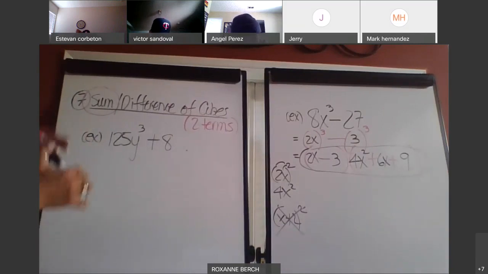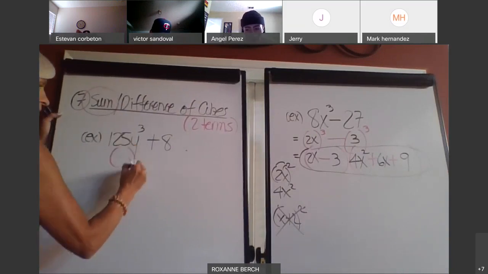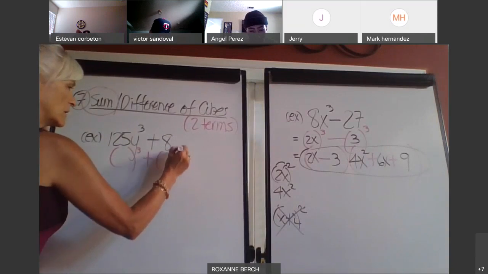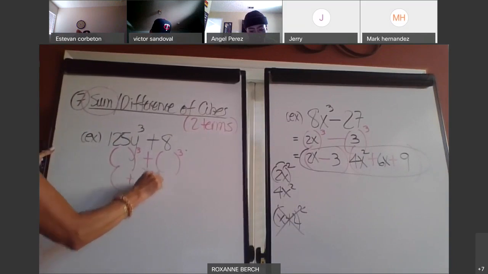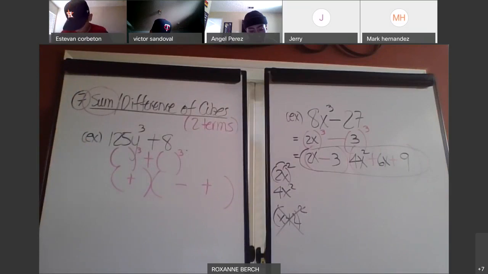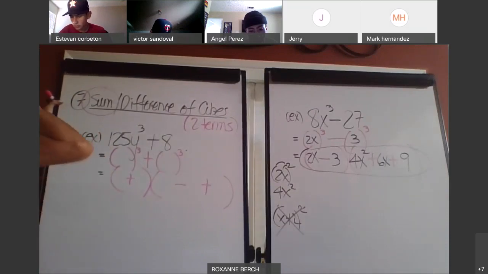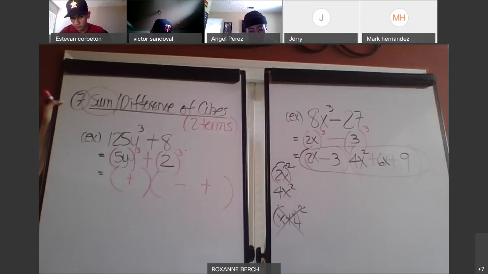So we don't have a sum of squares, and that's the GCF. So we're going to test for the sum of cubes. If it works, it's going to be a binomial with a plus minus plus. It's always that. So what you have here is 5 times 5 times 5 is 125, and 8 is 2 times 2 times 2. So this part is 5y plus 2.